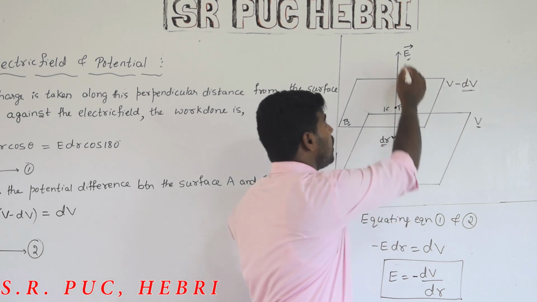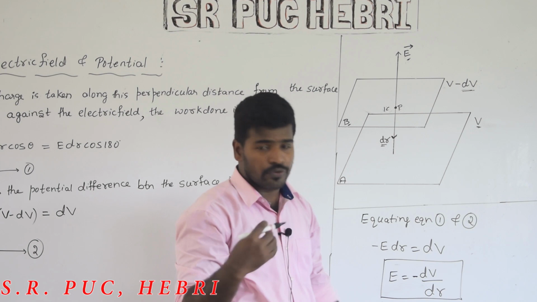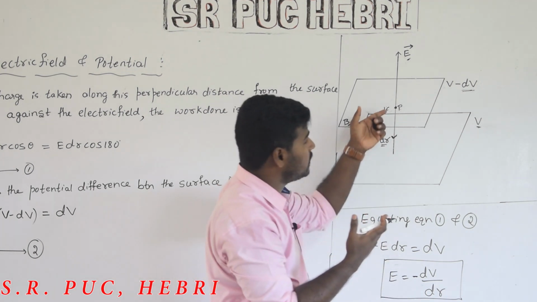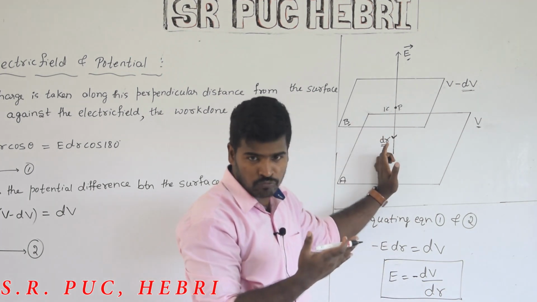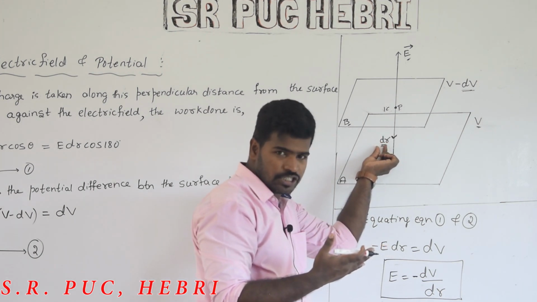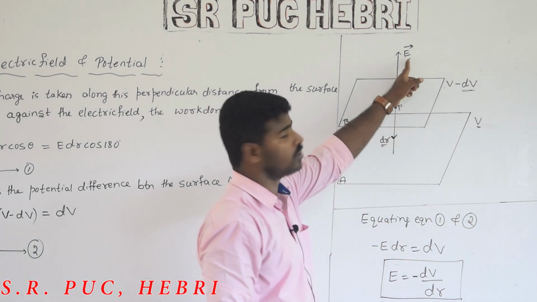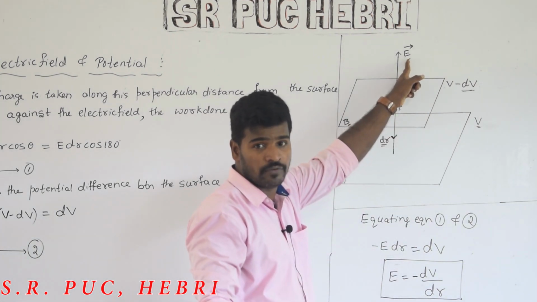Therefore the direction is opposite to the direction of the electric field. Therefore there is a work done. That is, the 1 coulomb of charge moves from the surface B toward A, that distance is a perpendicular distance, and the direction of that 1 coulomb charge is opposite to the direction of the electric field. Therefore there is a work done.